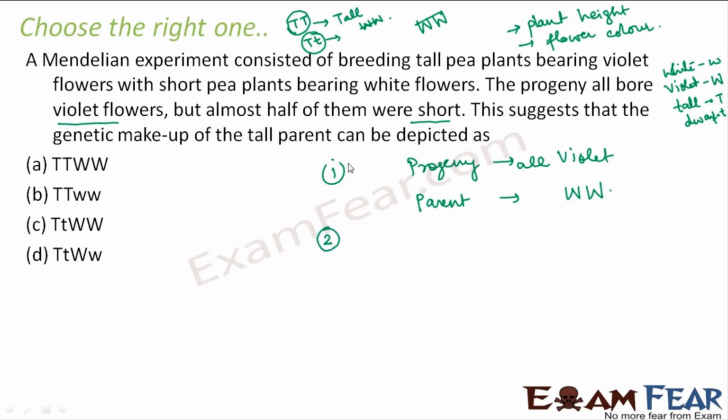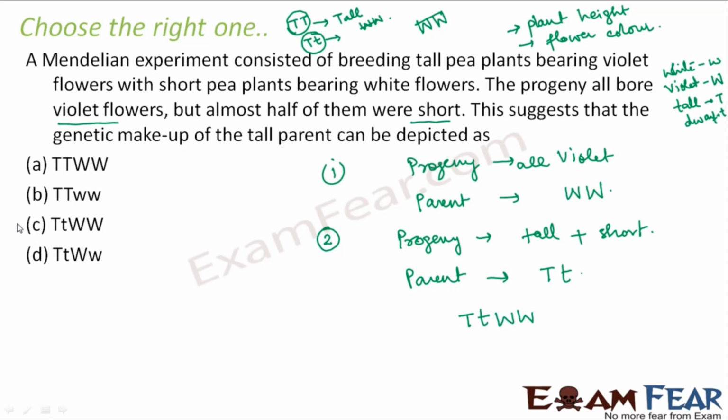So this was about the flower. Now let us talk about the height. So in the height it says that the progeny is a mixture of tall and short. Half of them are tall and half of them are short. So the similar logic applies here. If the progeny is a mixture of tall and short, that means the parent is heterozygous, right? So the parent has to be heterozygous. So how will the parent look? The parent will be capital T, small t, capital W, capital W. So this is going to be the right answer.